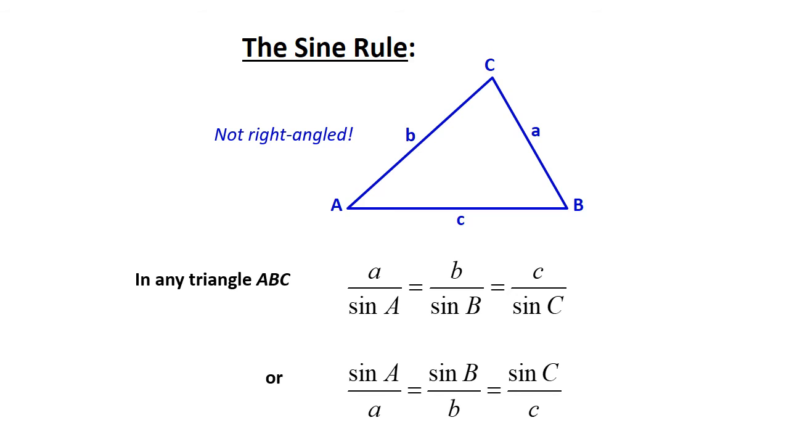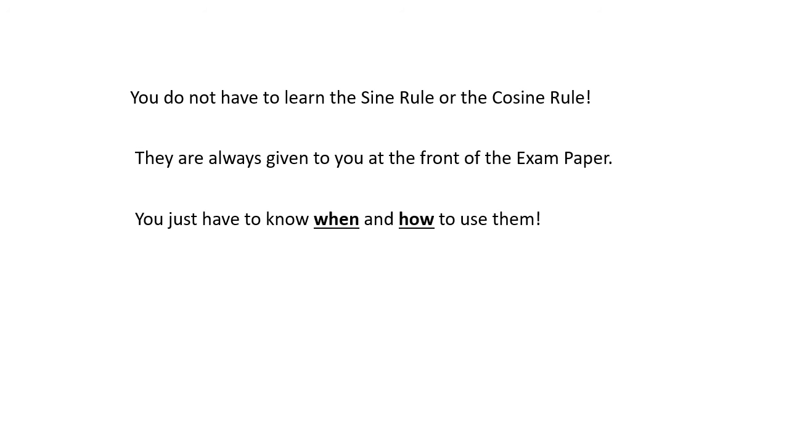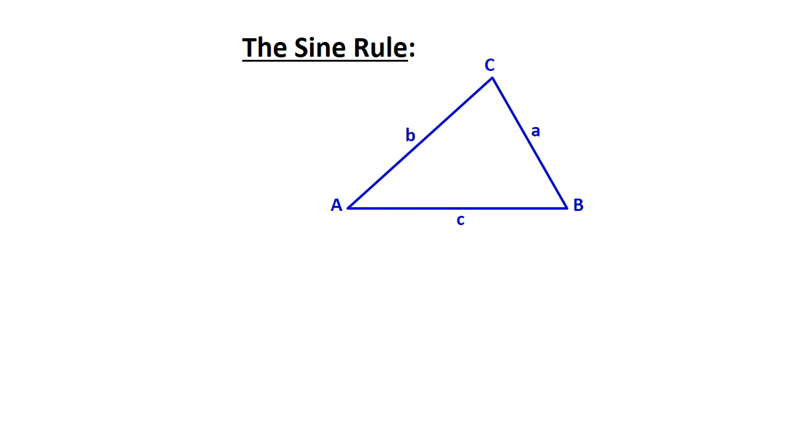Now it can be the other way around, because obviously they're proportions, so that could be sine A over a, depending on what you're looking for. You'll see it become clear in a minute. You don't have to learn the sine or cosine rule; they're normally given to you in your exam paper. You just need to know when or how.